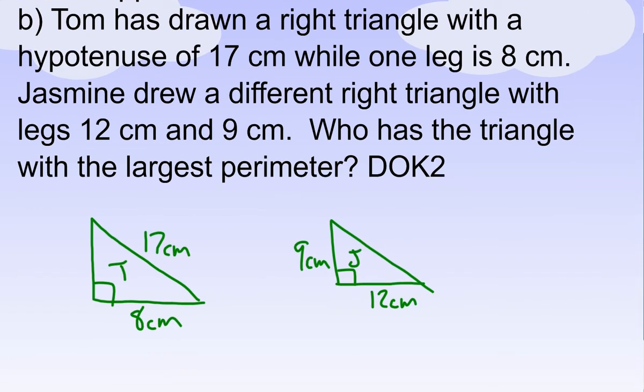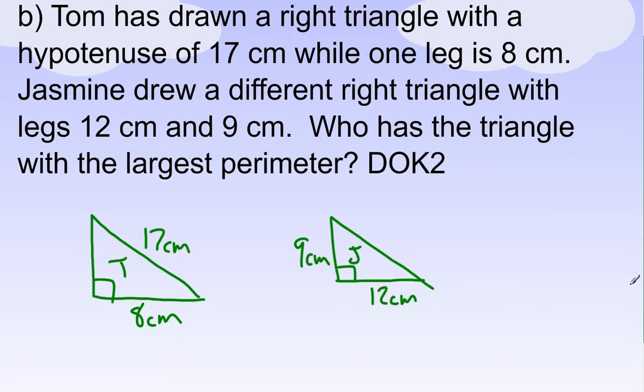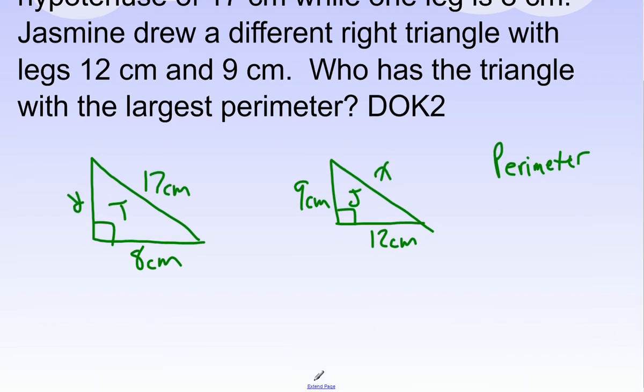Alright, so let's think. I have to find out who has the largest perimeter. To find perimeter, I need to know how big each side is, because perimeter is you add up all the sides. So for me to find perimeter, I need to know how long each side is. So I need to find the missing pieces of my triangles. So let's do them one at a time.